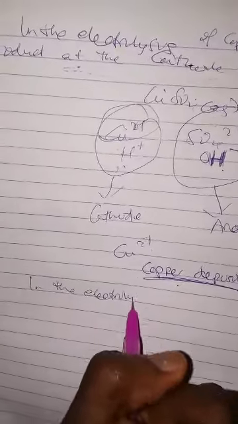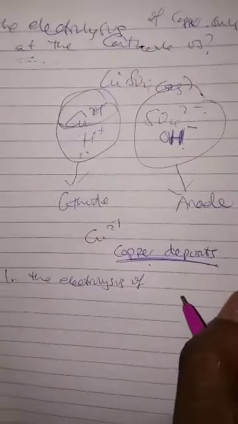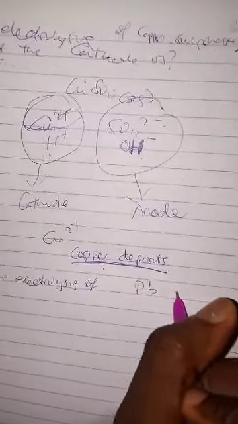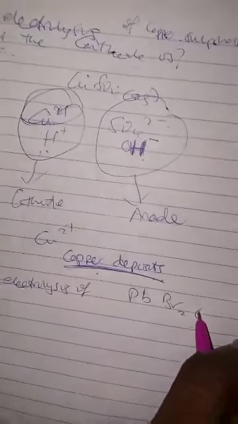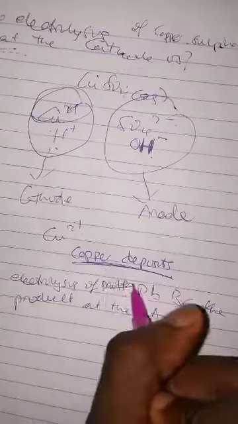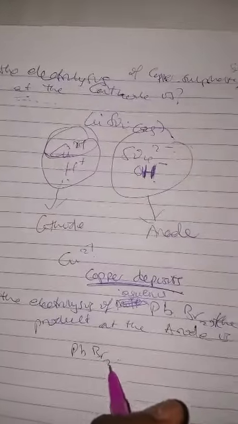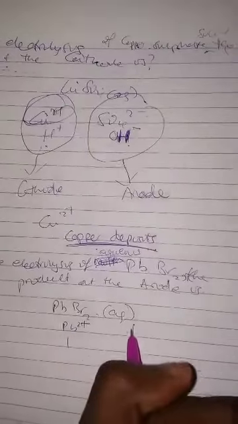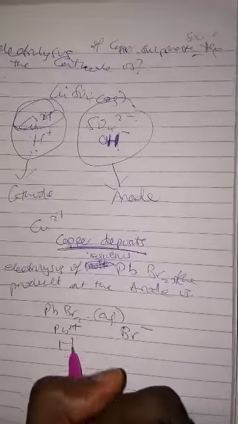In the electrolysis of molten lead bromide, the product at the anode is, okay, this one is actually not, let me change it to aqueous to make it interesting. The product at the anode is what? So let's dissociate. We have PbBr2 aqueous. We are going to have what? Pb2+, then what? Br-. Aqueous means what? H+, OH-.